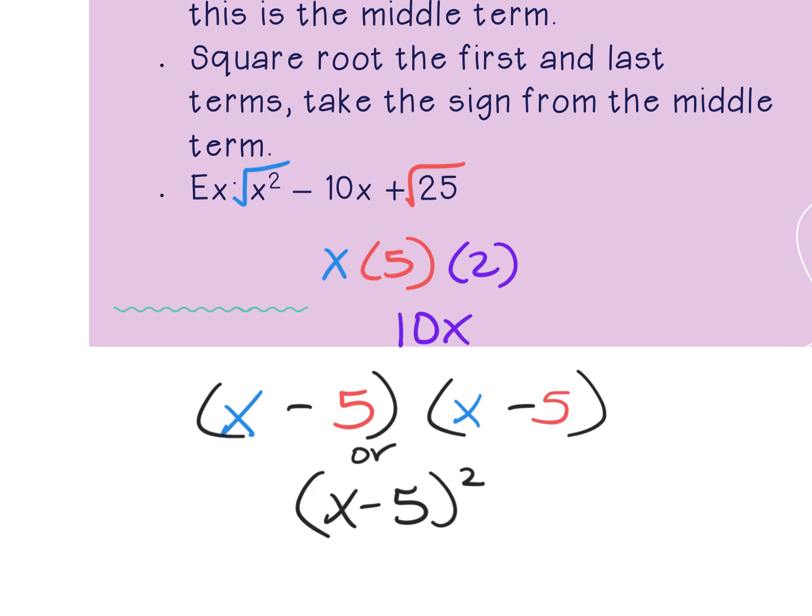Now, when you look at these trinomials, if that middle term is not double the product of the square roots of the ends, then you can't do the trick, okay? You'd actually have to factor it the long way. So it doesn't always give you that middle term. So let's go ahead and try another one.